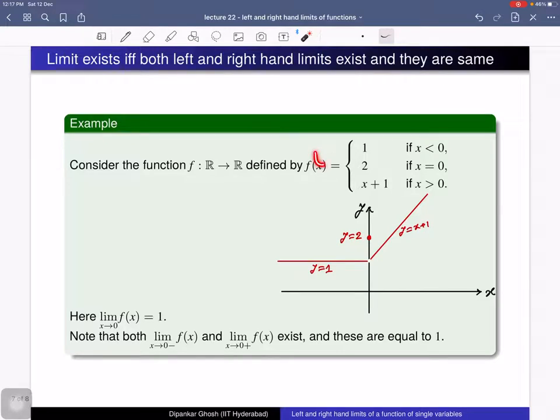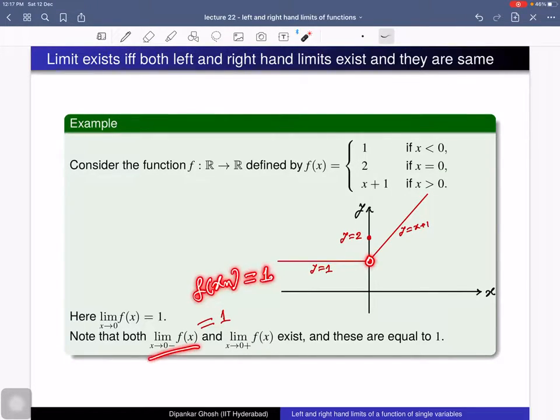And what about this example? If you consider this example, we have proved that the limit as x tends to 0 of f of x is 1, and let's see what the left hand limit and the right hand limit are. So for the left hand limit one can prove that it is 1, because if you consider any sequence which approaches 0 from the negative side, then the function value is just 1. So it gives a constant sequence and it should converge to 1 only.